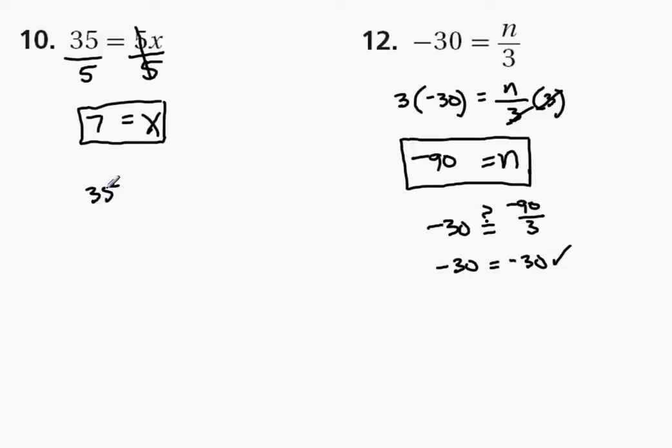Here I would do the same thing. So if I have 35 is equal to 5 times 7, does 7 times 5 equal 35? It certainly does. 35 equals 35, and there's my check for number 10 as well.